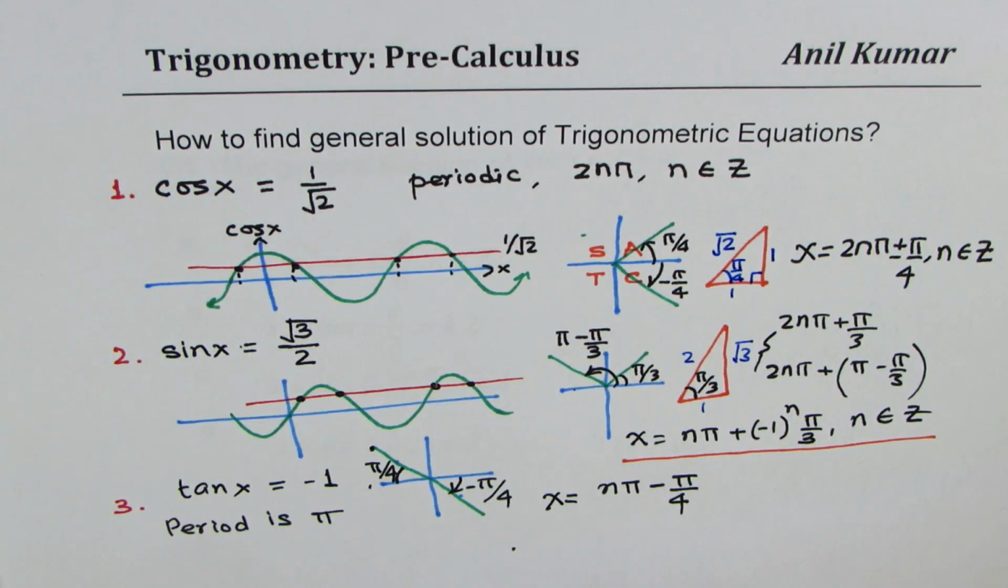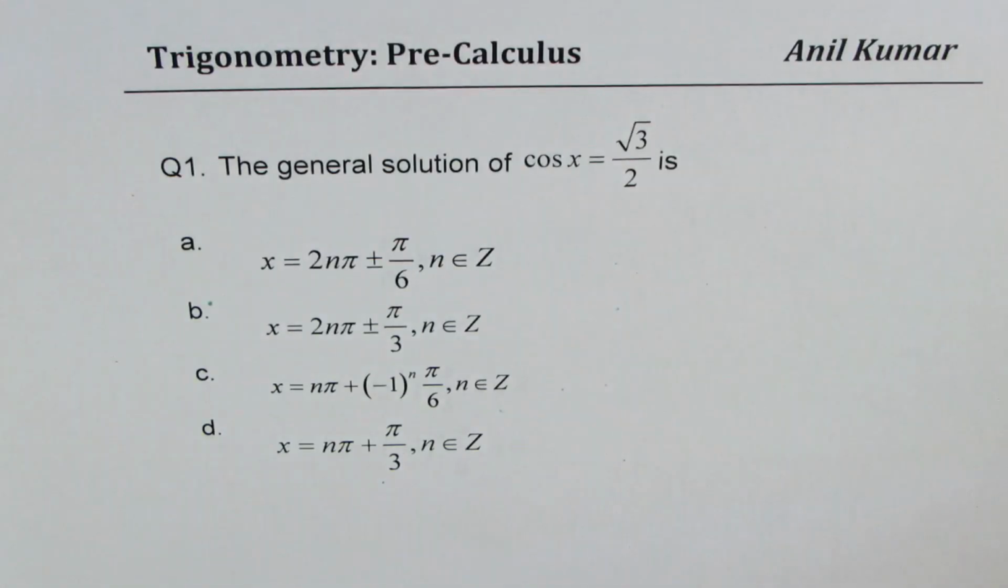Is that clear? Right? So with this in mind, we have a few multiple choice questions for you. I'd like you to go through this concept clearly and then take up the test. Now here are these multiple choice questions. Question number 1. Find the general solution for cos x equals square root 3 over 2. 4 choices are given to you. You can pause the video and answer this question. We'll take up solutions later, but now it's time for you to test your knowledge.